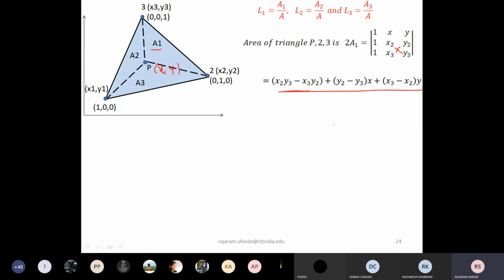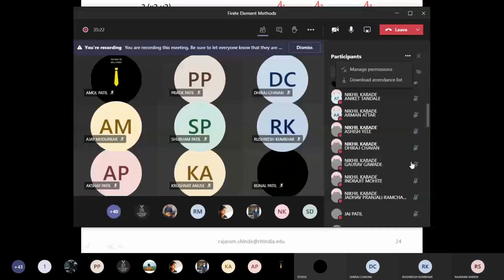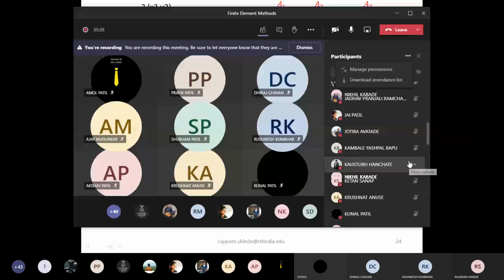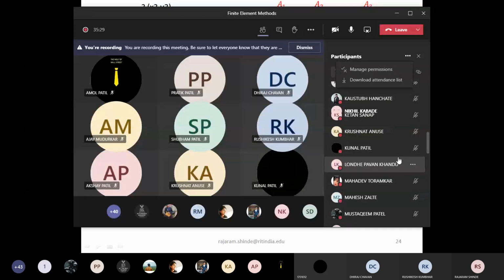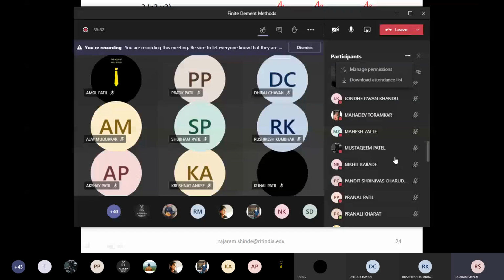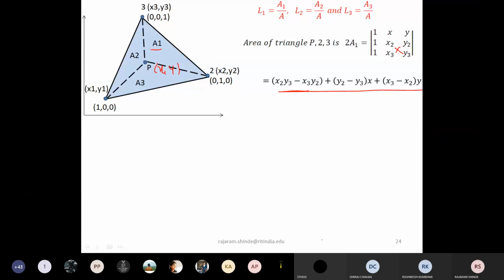Do you agree with this determinant? Shreyas Chowle, do you agree with this determinant? Mahesh Zalte. Mahesh. Hello, sir. Yes. Hello. Whether this determinant is correct or wrong. Wait, sir. And this 2A1, whether this equation is correct or wrong. Hello, sir. Yes.